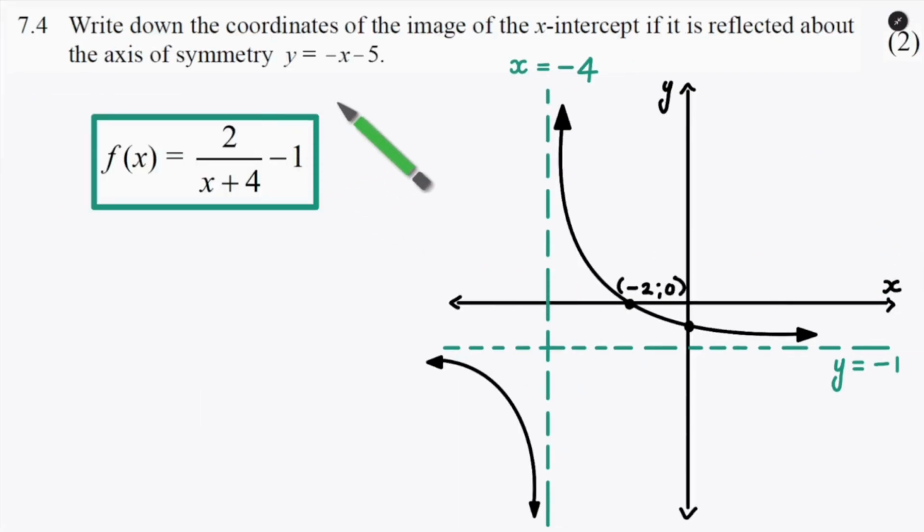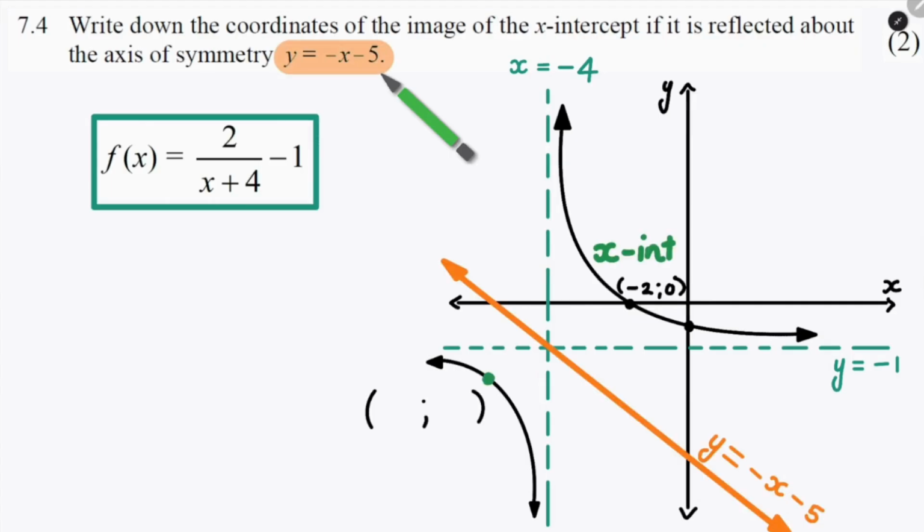In question 7.4, we are getting the image of the x-intercept if it's reflected about the axes of symmetry, which has this equation. So let's see where that is going to be. I've represented the axes of symmetry with orange. So this orange line here is that axis of symmetry they're referring to. Now I'm going to take this x-intercept, reflect it over that line to find the image down here. And how we do that is with the following strategy.